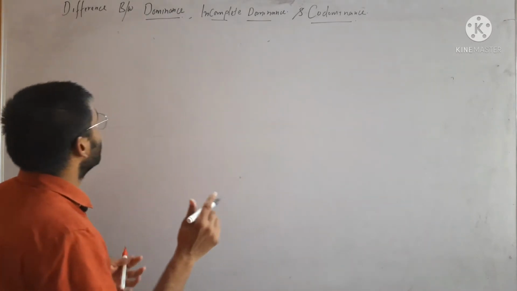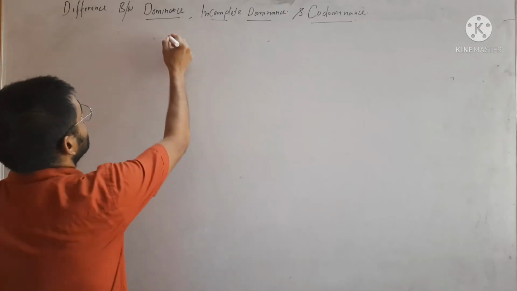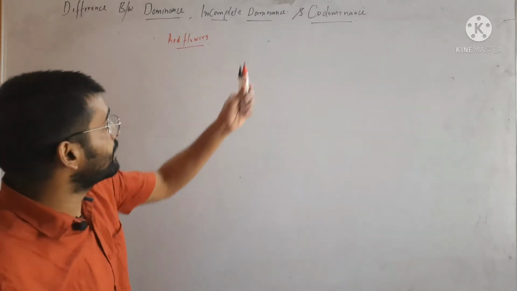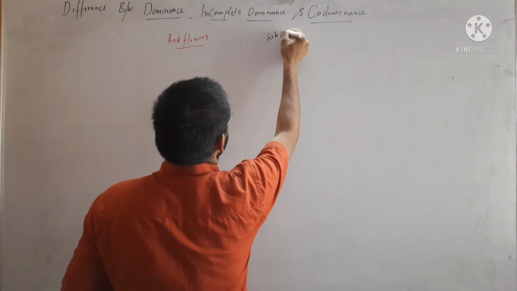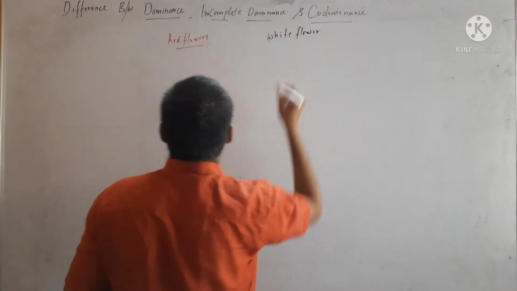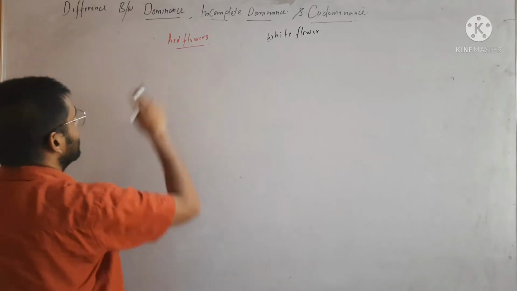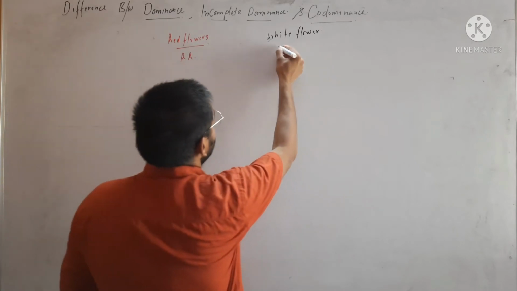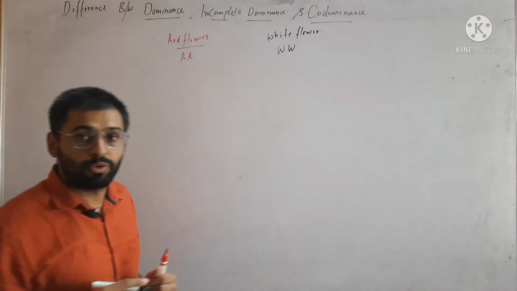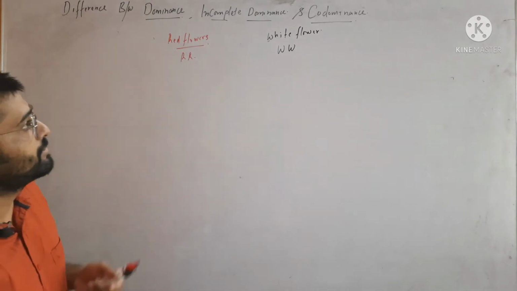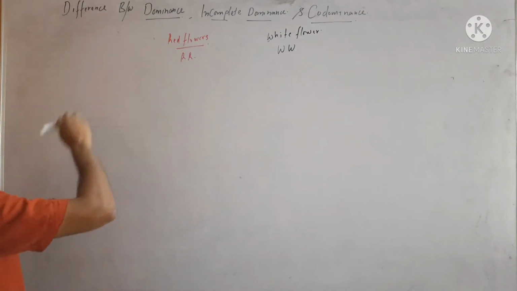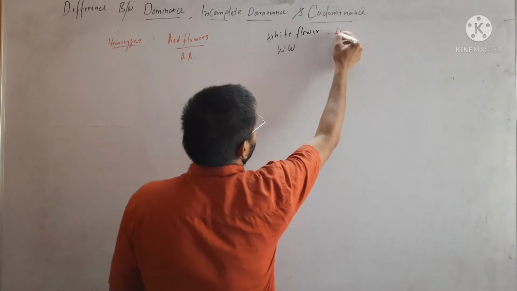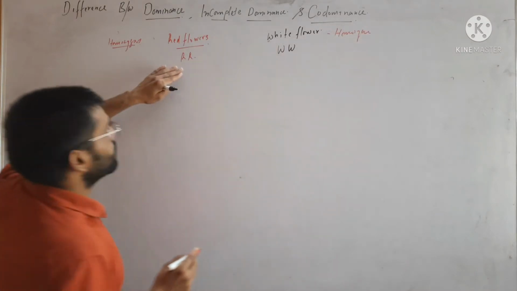Suppose we have a plant with red flowers, and we have another variety of that plant with white flowers. These red flowered plants have two alleles, capital R, capital R. And the white flower plant also has two alleles, capital W and capital W. Here we can see that each is homozygous, because the same type of allele is present.